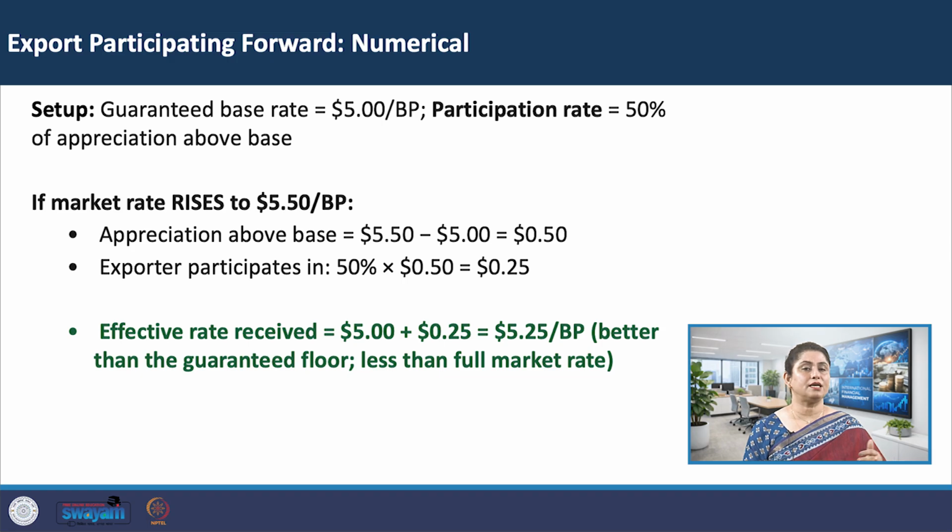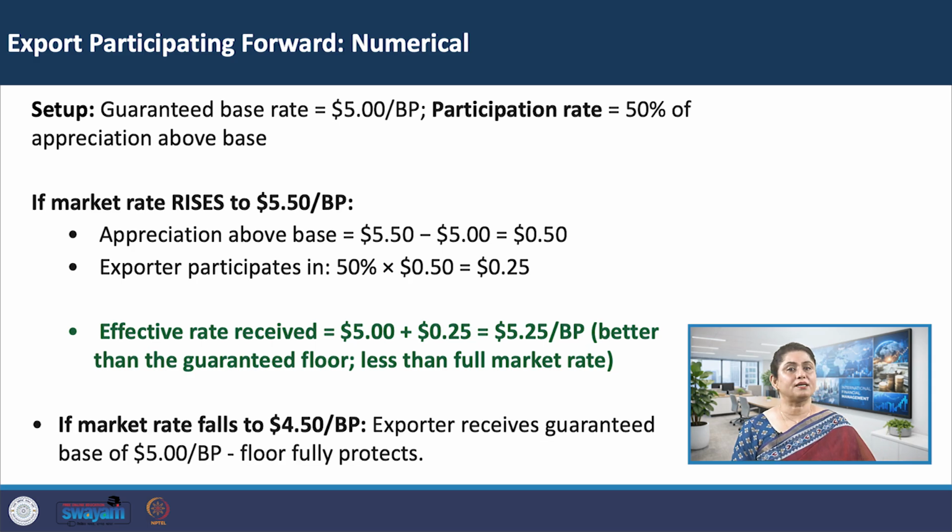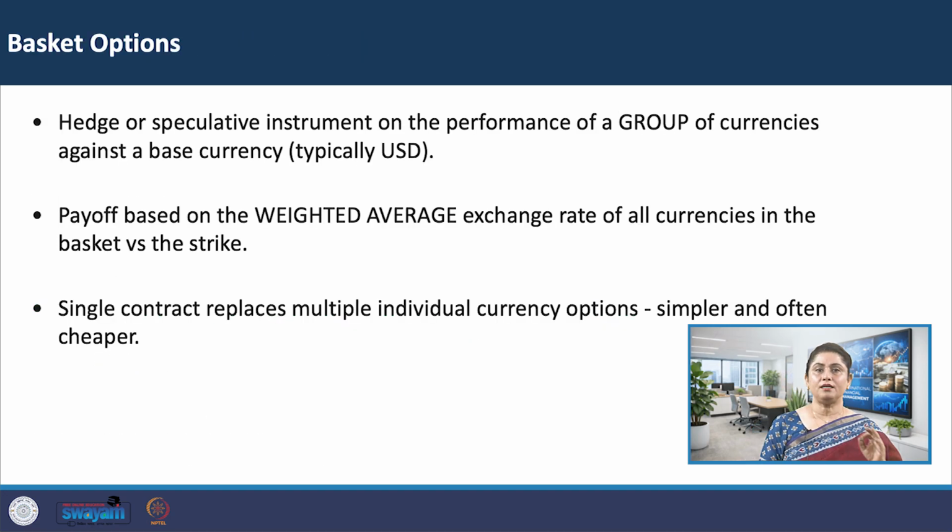So what is the effective rate for the exporter? It is $5 plus $0.25, which gives $5.25 per British pound. This is better than the guaranteed base and provides a safety net at the same time. If the market rate now falls to $4.50 per British pound, the exporter receives the guaranteed base of $5 per British pound. The floor fully protects. Now our final exotic option for today is the basket option.